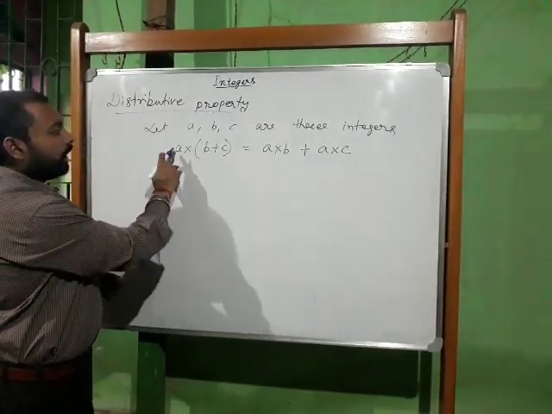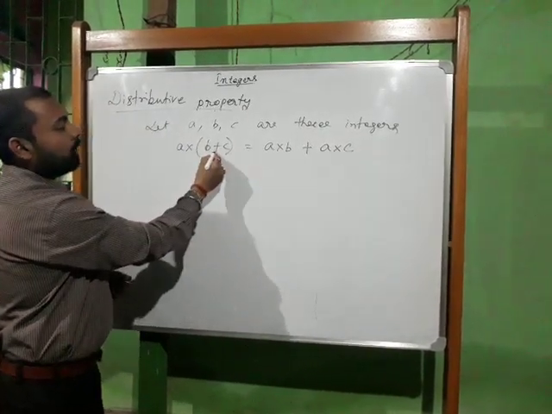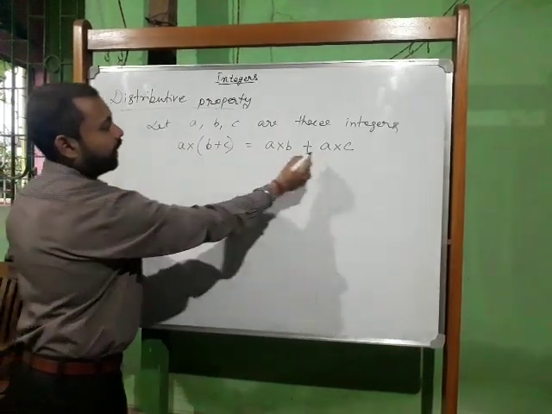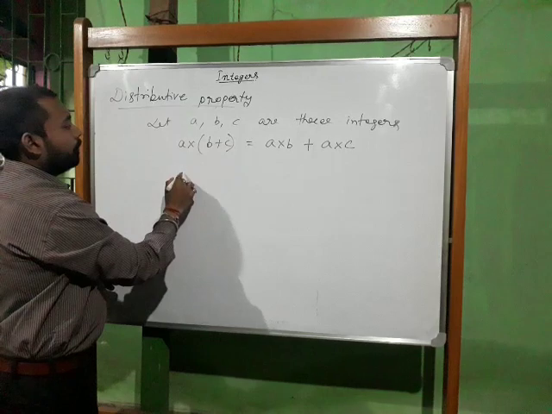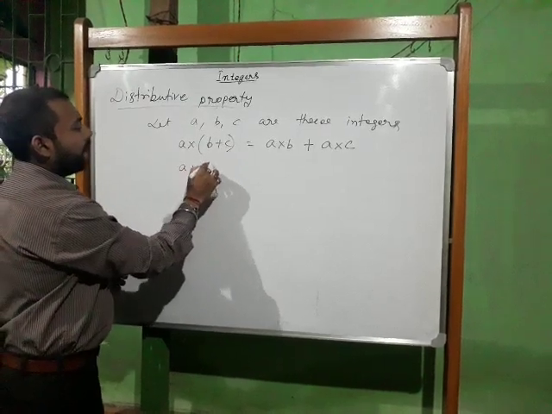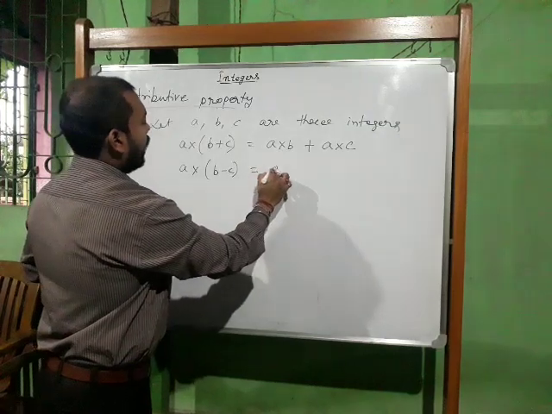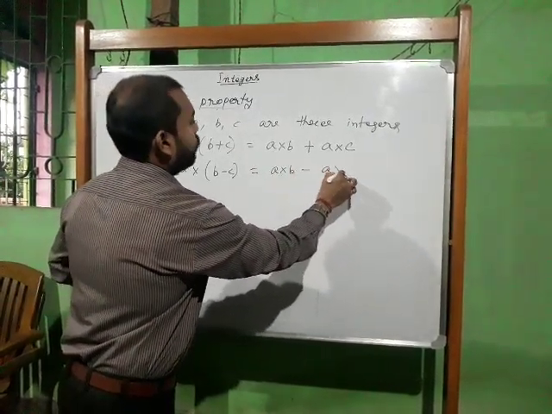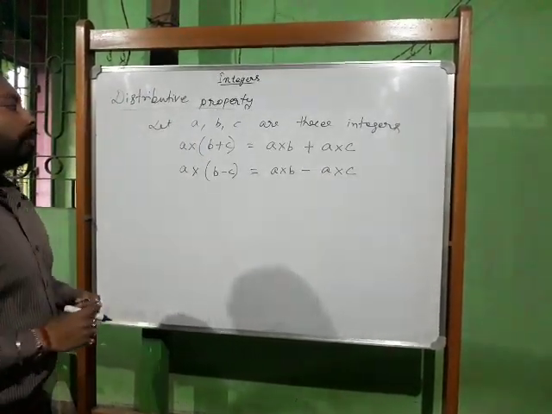So what have I done? a into b, see, here I have written. Then in the middle plus is there. Plus I have written. Again a into c I have taken. So this is the distributive property. Again for subtraction it is like this: a into (b minus c) is equal to a into b minus a into c. So this is all about the distributive property.